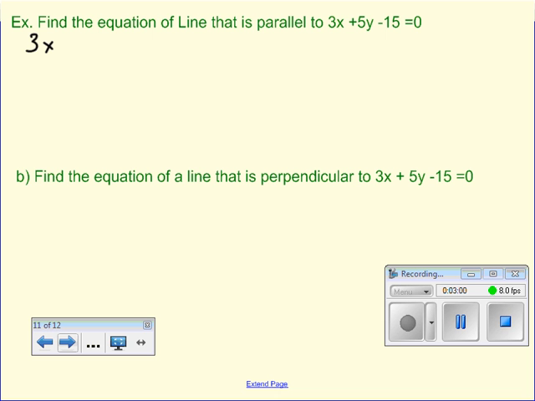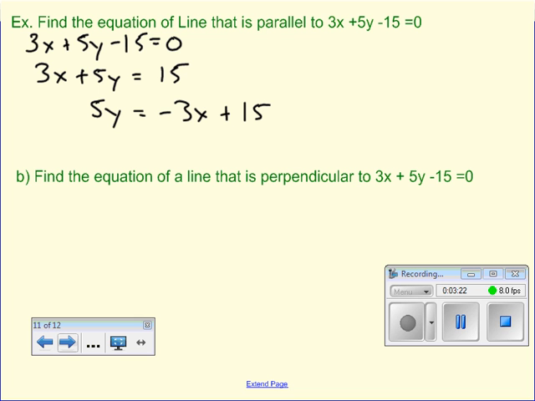So I have 3x plus 5y minus 15 equal to 0. First thing I want to do, I want to bring the 15 over. So I'll have 3x plus 5y equal to 15. Then I'm going to bring the 3x over. So I'll have 5y equal to negative 3x plus 15. Divide both sides by 5. And I get y equal to negative 3 over 5 x plus 15 over 5, which is 3.